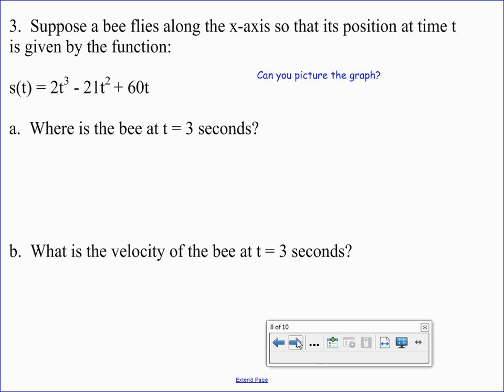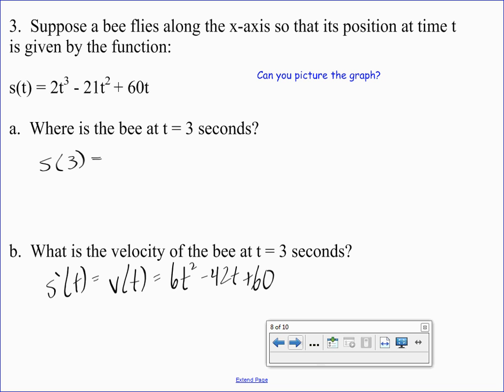What is the place where the bee is at 3 seconds? So we find the value at 3, get the answer. You have no problem with that. Question B, you're probably not going to have a problem with as well, because to find the speed, we simply find the first derivative, which is 6t squared minus 42t plus 60. And then we replace the time with 3.